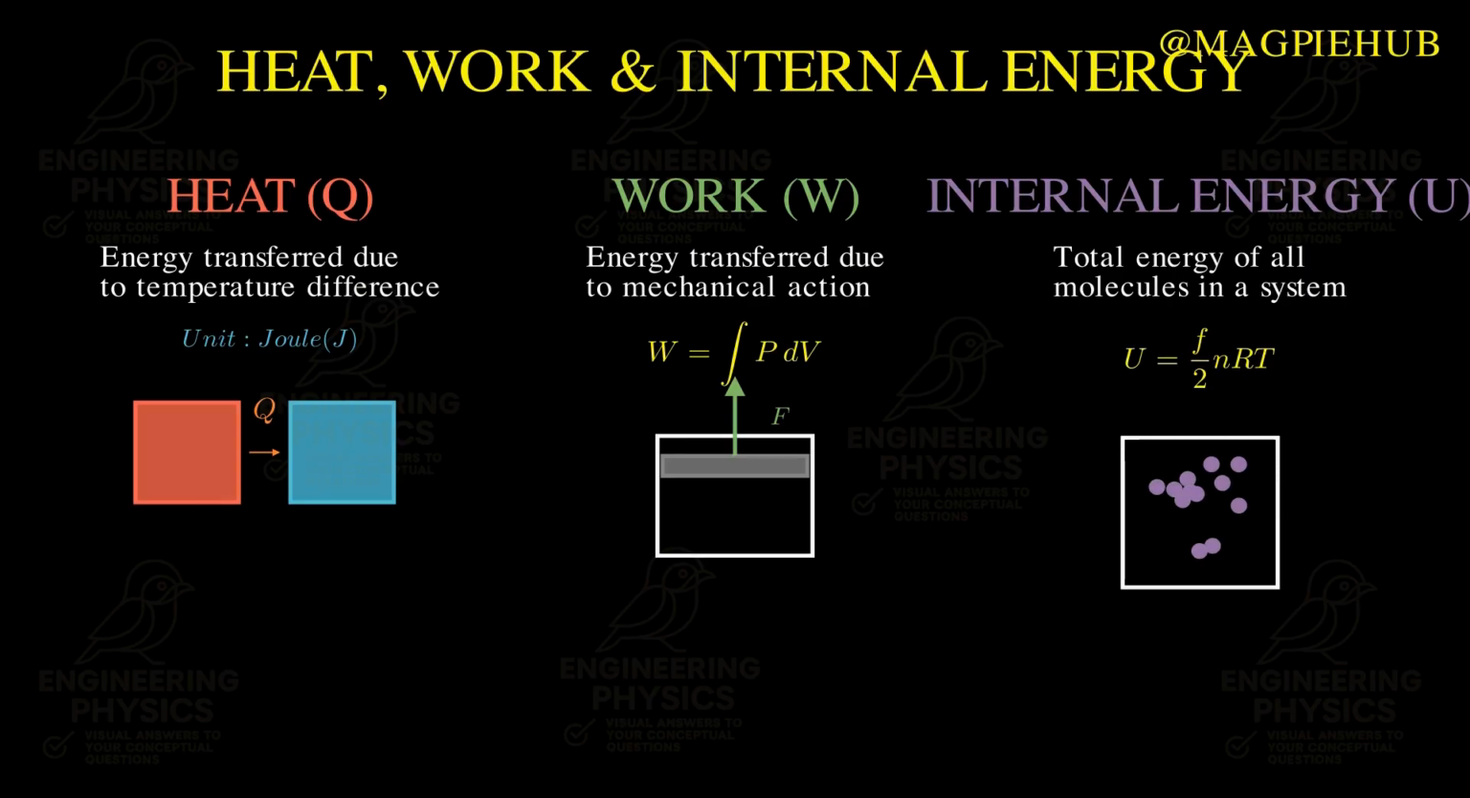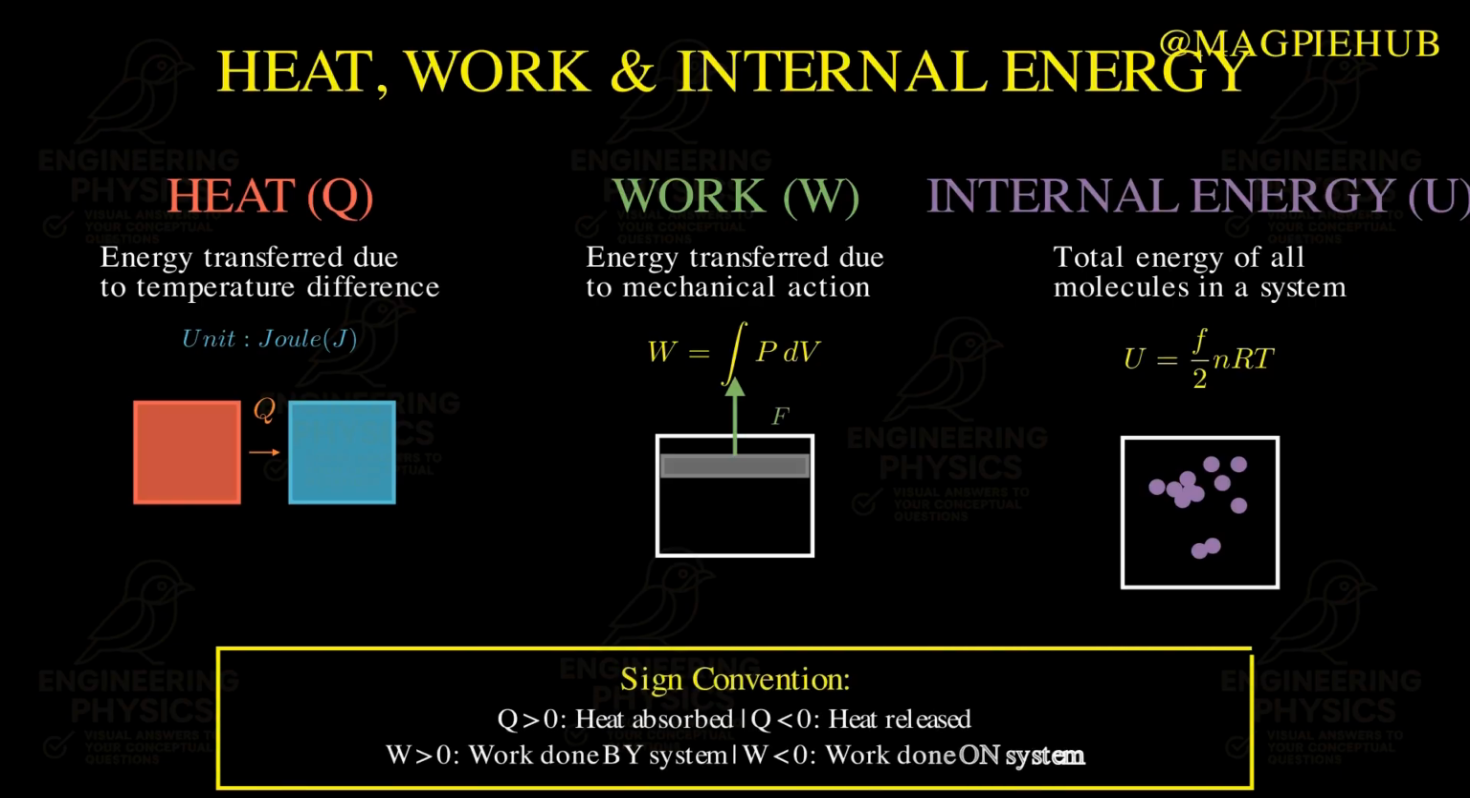Very important, remember the sign convention. Q positive means heat absorbed. Q negative means heat released. W positive means work done by the system. W negative means work done on the system.